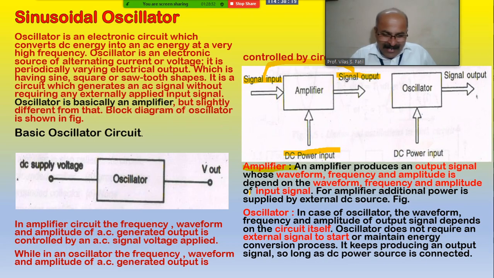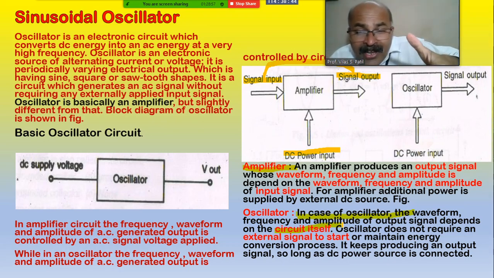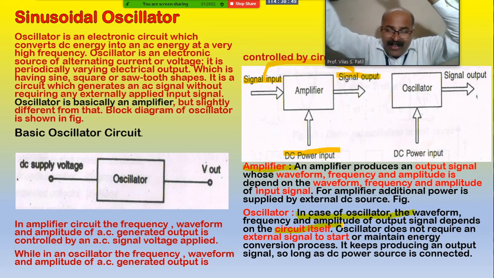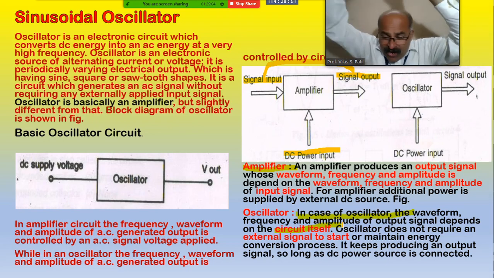आता जर ऑसिलेटरमध्ये बघा, in case of oscillator, the waveform, frequency and amplitude of the output signal generated depend upon the circuitry itself. फक्त सर्किटरीवर डिपेंडंट आहे. मीन्स दॅट सर्किट बदललं की आउटपुट सिग्नल जो मिळणार आहे ऑसिलेटरचा, त्याची अँप्लिट्यूड, त्याचा वेव्ह फॉर्म आणि त्याची फ्रिक्वेन्सी बदलणार आहे.